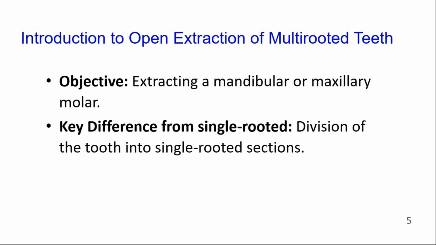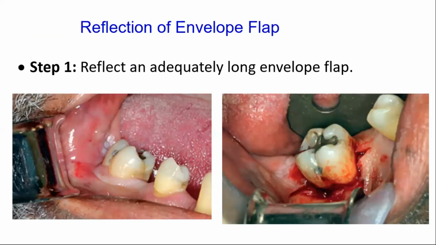Now, let's discuss the content from which the multiple choice question was created. The surgical technique for extracting multi-rooted teeth, emphasizing the unique aspect of converting a multi-rooted tooth into single-rooted sections. The initial surgical step involves creating and reflecting a long envelope flap to expose the tooth and surrounding structures.